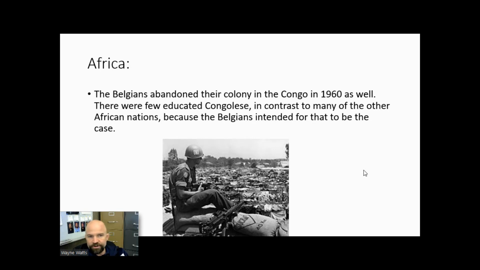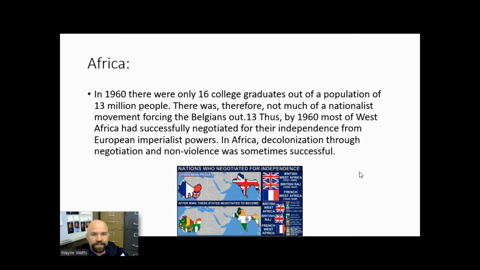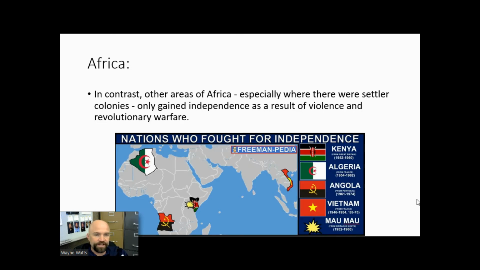There were few educated Congolese in contrast to some of the other African nations because the Belgians intended for that to be the case. In 1960, there were only 16 college graduates out of a population of 13 million people in the Congo. There was, therefore, not much of a nationalist movement forcing the Belgians out. Thus, by 1960, most of West Africa had successfully negotiated for their independence from European imperialist powers. In Africa, decolonization through negotiation and nonviolence was sometimes successful.